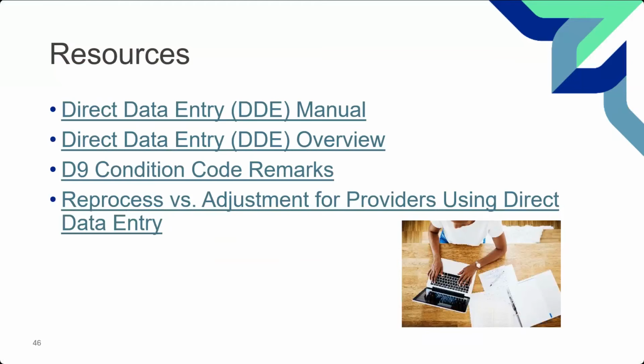So first, the DDE manual. I've mentioned this multiple times. There are a lot of good tips and reminders in there for correcting and adjusting claims. Second item on this list here, another article on our website. That's more of a getting started with DDE, but it's still good information. The D9 mission code articles, the one I mentioned when we were talking about adjustments. And then this last link here takes you to that article to help you determine if you should be adjusting a claim or sending a new bill.